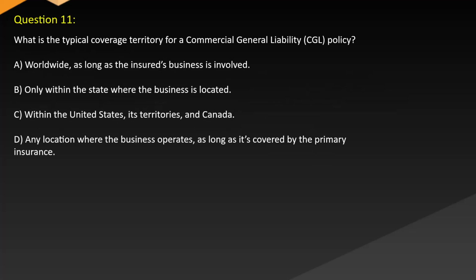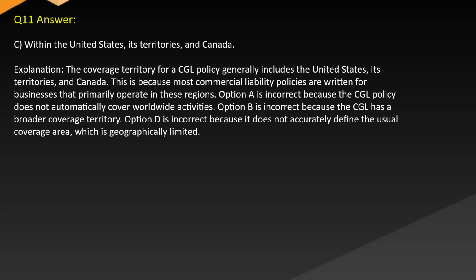Question 11. What is the typical coverage territory for a commercial general liability CGL policy? A. Worldwide, as long as the insured's business is involved. B. Only within the state where the business is located. C. Within the United States, its territories, and Canada. D. Any location where the business operates, as long as it's covered by the primary insurance. Answer C. Within the United States, its territories, and Canada.